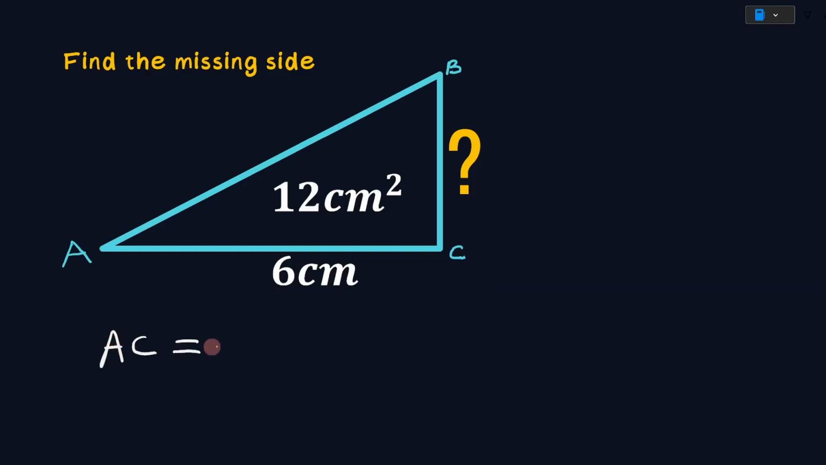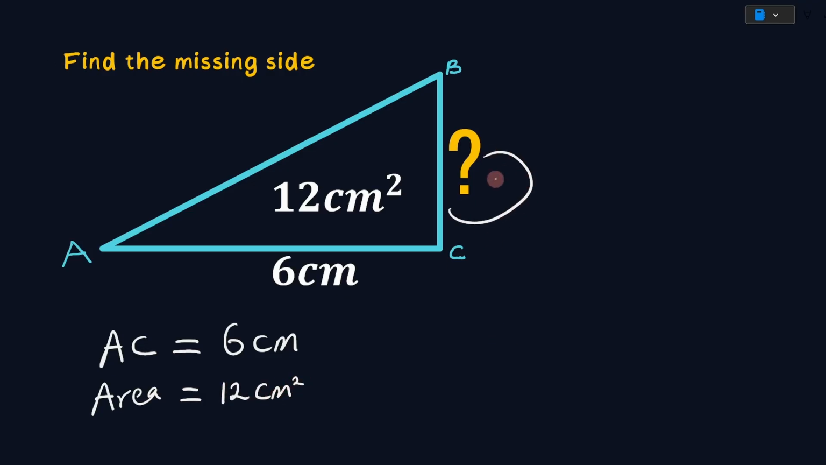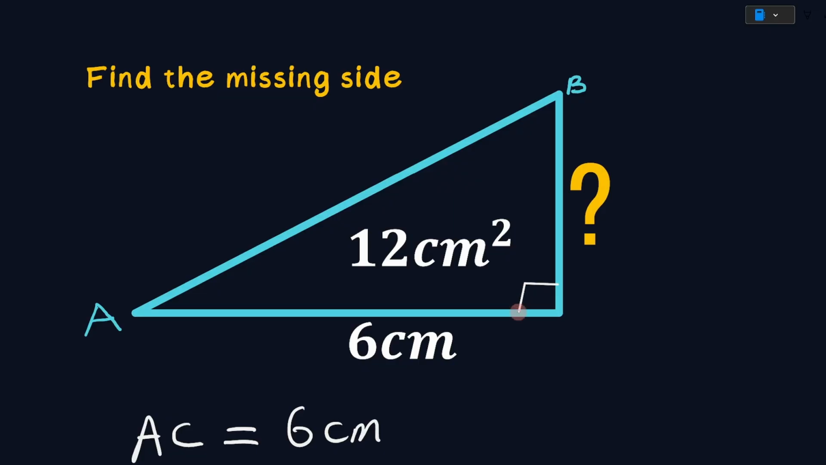So AC is equal to 6 centimeters. We are also given that the area of this triangle is 12 centimeters squared. The thing we don't know is side length BC, and that is what we need to find in this question. So BC is the question mark. If we look at this triangle, it forms a right angle at sides AC and BC.